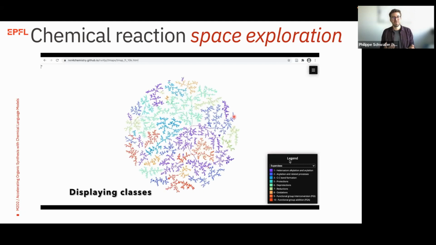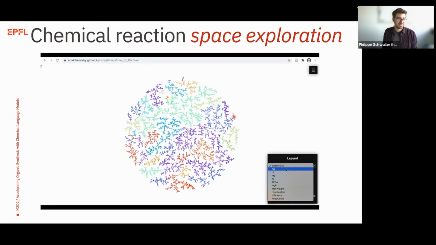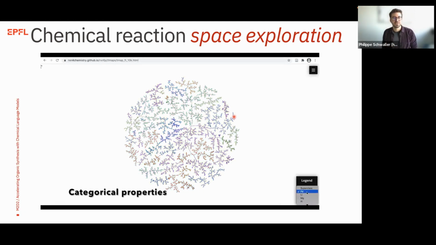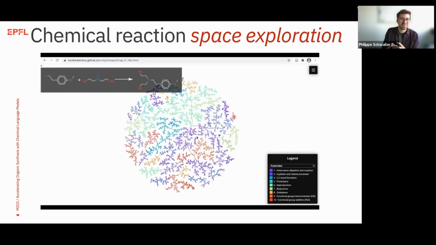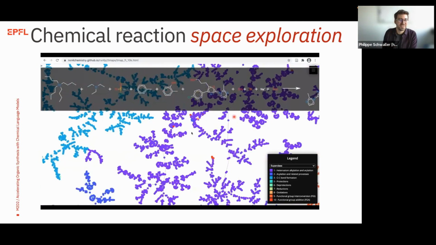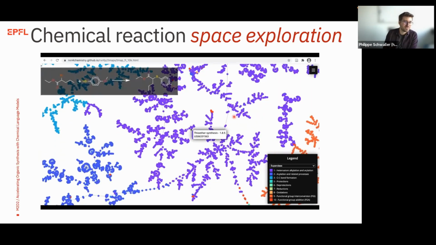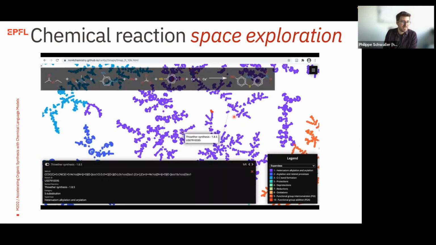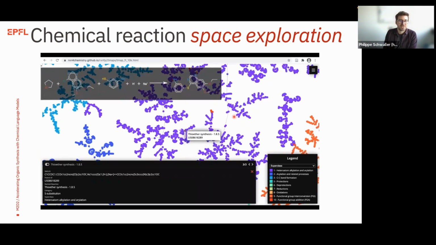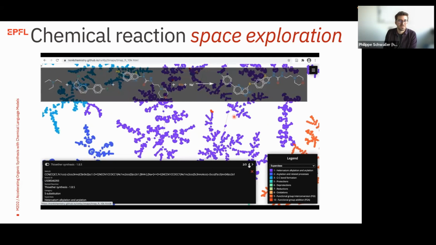You can display different layers, categorical properties of your reactions, continuous properties. You get an immediate feeling of the local but also global features of your data set. You can zoom in, display the reactions and additional information that you have. And this allows you to quickly compare nearest neighbors.